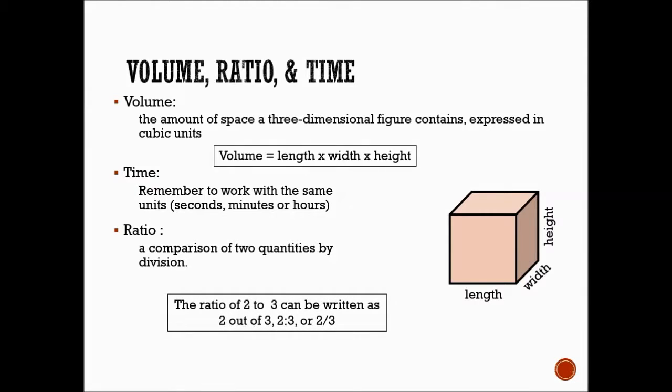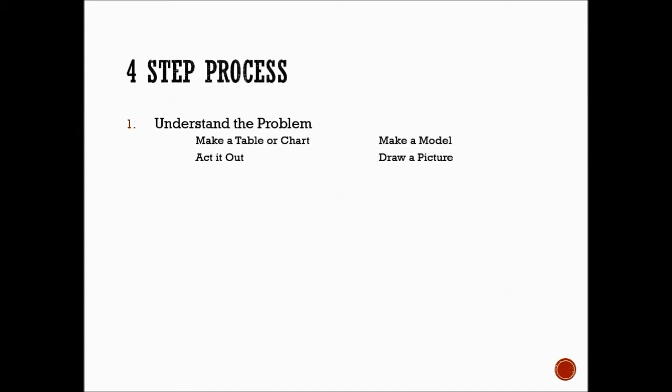Now, for problem solving, there's lots of different ways you can think through a problem, and lots of times the problem itself gives you a whole lot of information. But if you're stuck, it might be helpful to have 4 things to remember. So we're going to learn the 4-step process. The first step is to understand the problem. There's lots of different ways you can understand the problem, but some ways that are most helpful are to make a table or chart, make a model, act it out, draw a picture, look for a pattern, or solve a simpler problem.